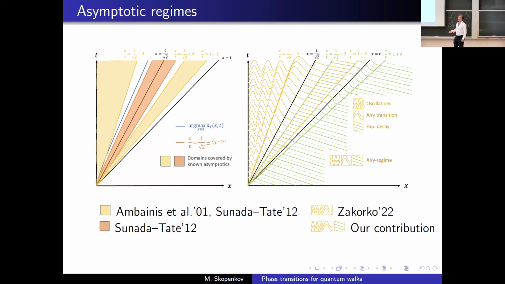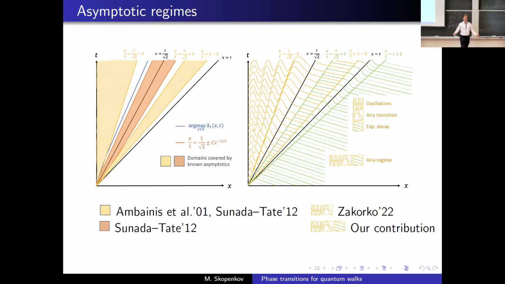So in the figure to the left, we depict the regions where the asymptotics were known before. In the left yellow region, it is yellow, believe me, we have oscillations. In the right yellow region, we have exponential decay. In the brown region in between, we have a phase transition described by the Airy function. So one should note that the result was not a uniform asymptotic formula. And also, there remain some wide gaps in between.